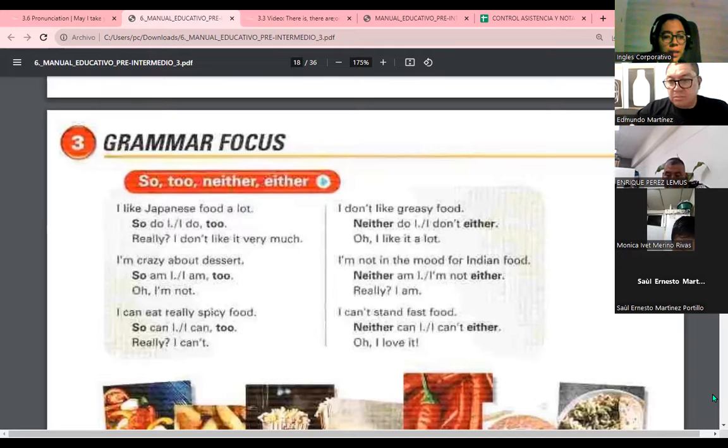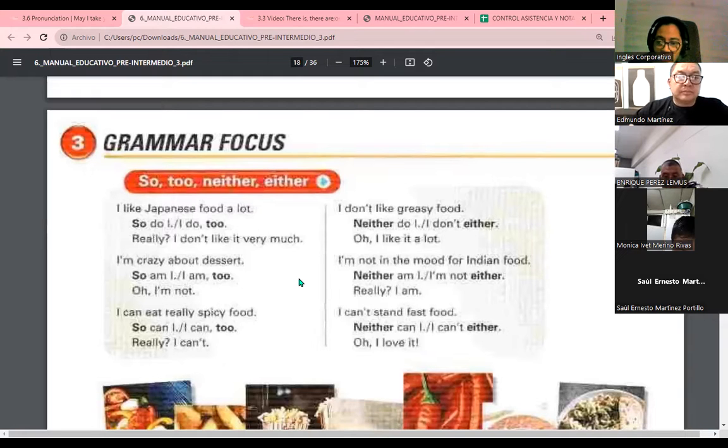Luego, en el tercer ejemplo nos dice, I can stand fast food. Neither can I. Ajá. Neither can I. O, I can either. El either, teacher, ¿y por qué either vuelve? Porque either, ¿verdad? Lo decimos con negativo. Ahí sí tenemos que utilizar can't. Si usted se fija, ahí está apóstrofe T. ¿Ok? Apóstrofe T.